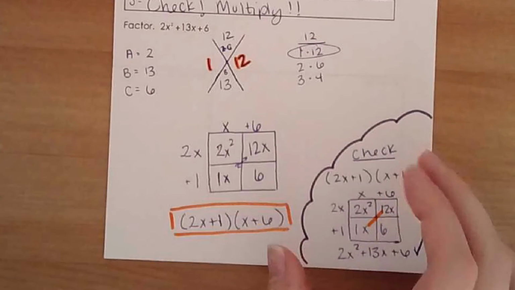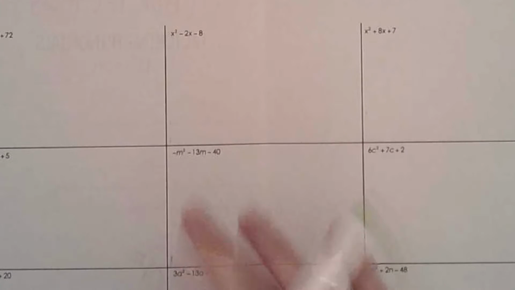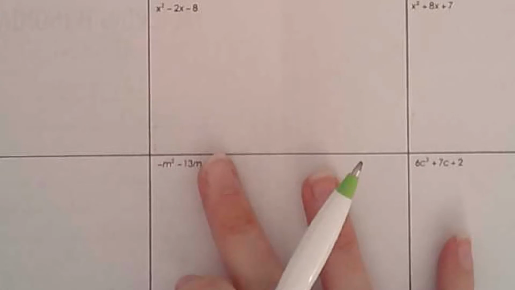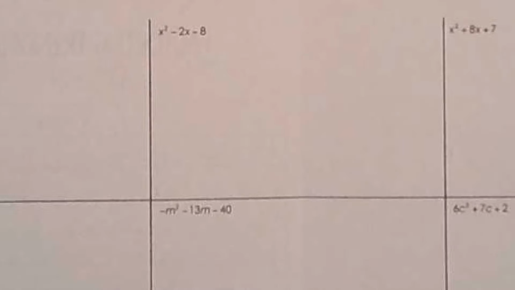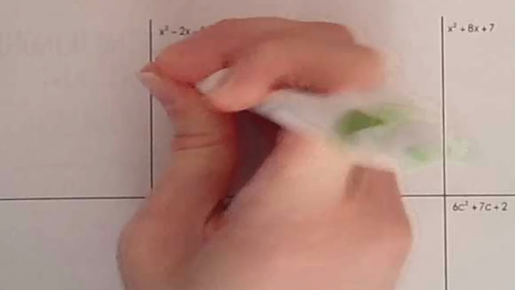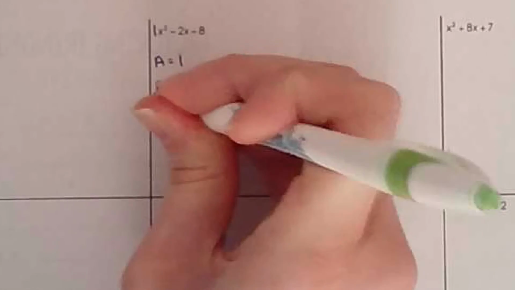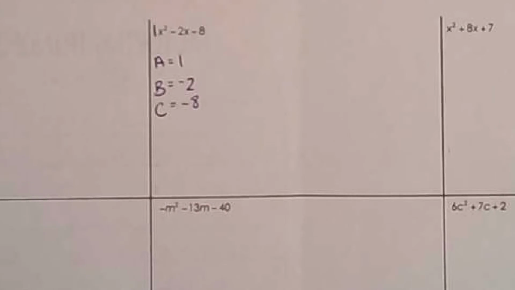Let's do one more problem together before you move on and do the rest of these on your own. So let's go with this top problem: x squared minus 2x minus 8. For this problem, my A, the coefficient of my first term, is that invisible 1. B is negative 2. C is negative 8.